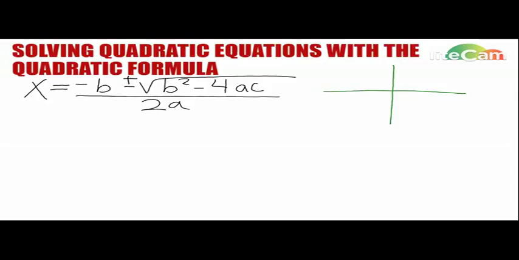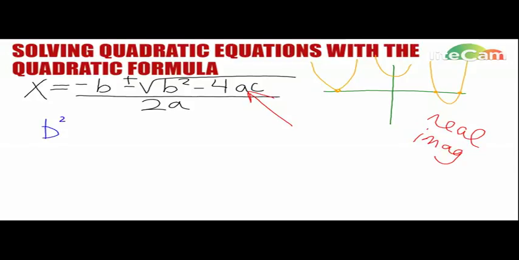Remember that if a parabola crosses the x-axis once, then it's going to have one real solution. If it crosses twice, there will be two real solutions. And if it does not cross, then there will be two imaginary. So we could have real or imaginary solutions. To determine this, I can use the piece underneath the radical sign, or the square root sign.